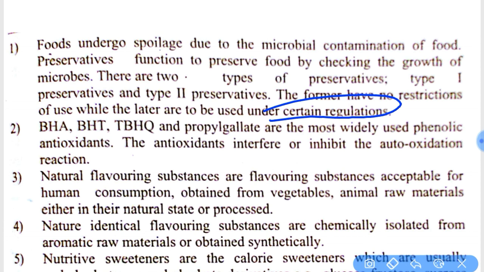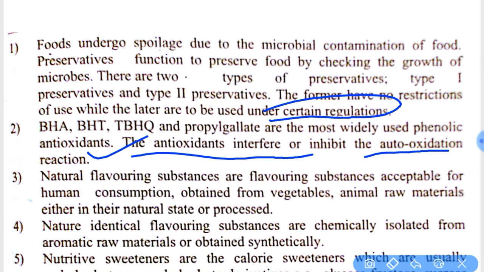The next question was: name three types of phenolic antioxidants used for fats and oils and their food applications. The answer is BHA, BHT, TBHQ, and propyl gallate. These are the most widely used phenolic antioxidants, and the antioxidants inhibit the auto-oxidation reactions of fats and oils in unsaturated states. Then the next question is: what is meant by natural and nature-identical flavoring substances?